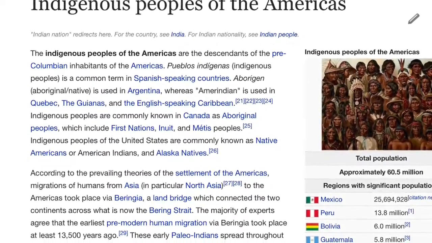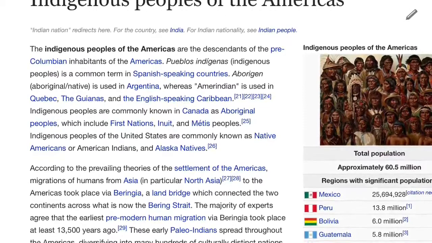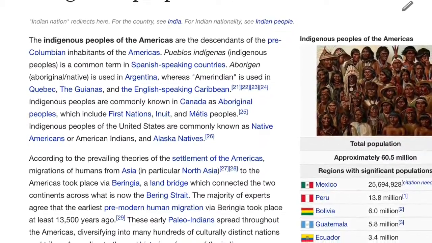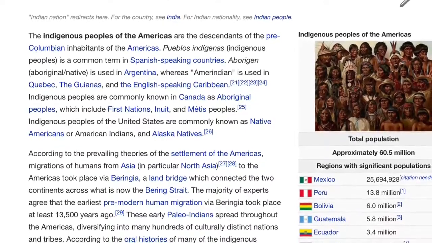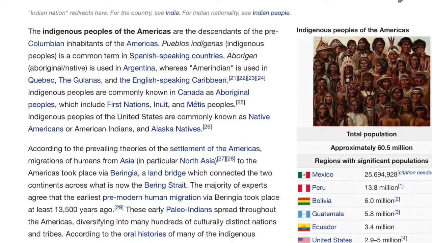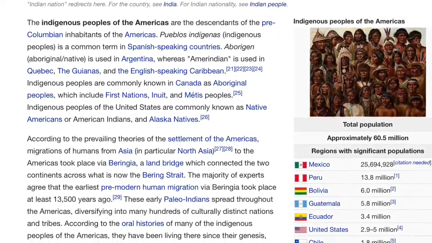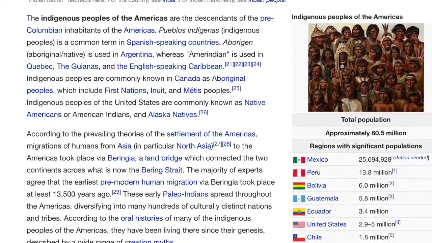Here's just a Wikipedia Indigenous Peoples of the Americas article. You can Google that and learn more about the different indigenous peoples and where they come from, etc. So now let's take a look at some DNA.